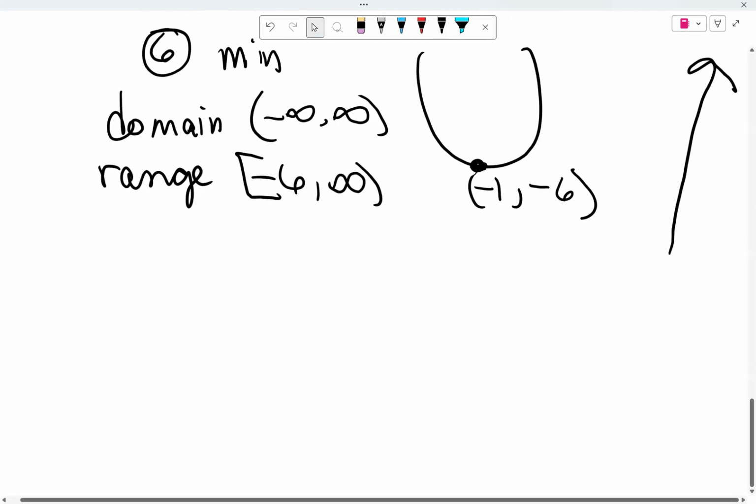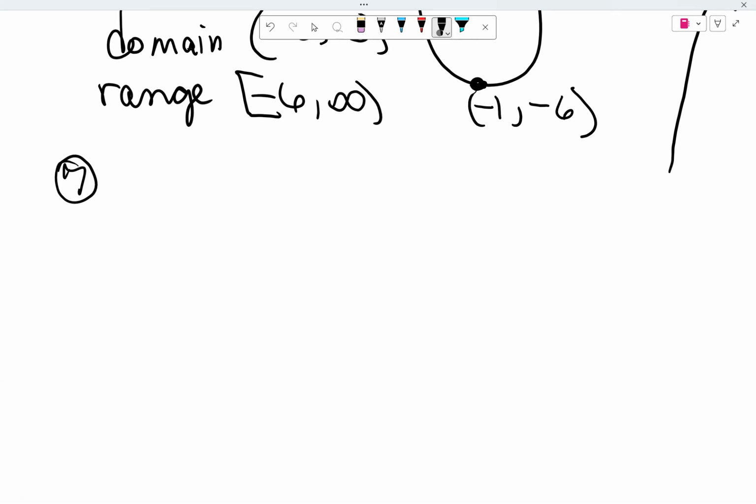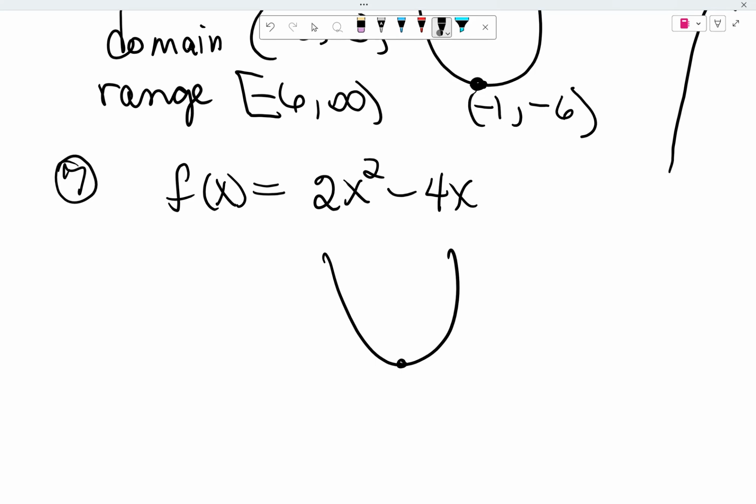Number 7. Doing good on time. Number 7. They're asking you whether or not it's a maximum or a min. So first of all, we're looking at f of x, and this happens to be 2x squared minus 4x. Now a is positive. If a is positive, this guy is going this way, and that's my point. And therefore, that point is a minimum. So look at your answer choices immediately. And which one are you going to get rid of? I'm going to get rid of A and D.